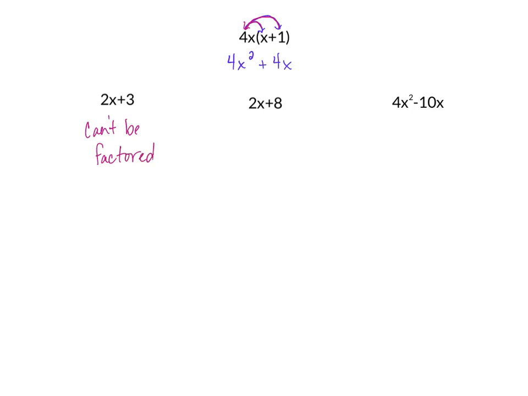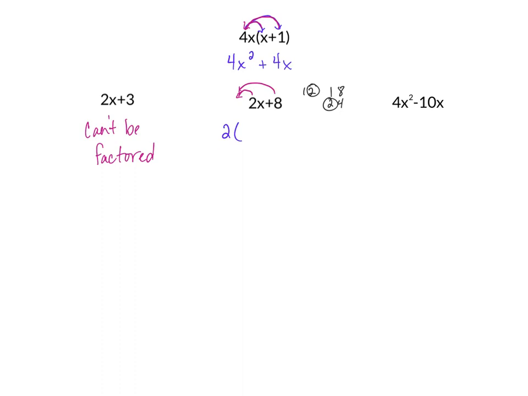The next one, I have 2x plus 8. Just to list this off, my factors of 2 are 1 and 2. My factors of 8 are 1 and 8, and 2 and 4. So the greatest number on both of those lists is a 2. So what I'm going to do is take a 2, divide it out of both of those, and put it out front. So I'm going to put the 2 out front.